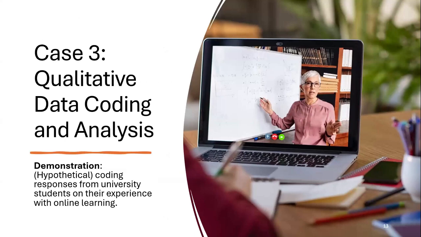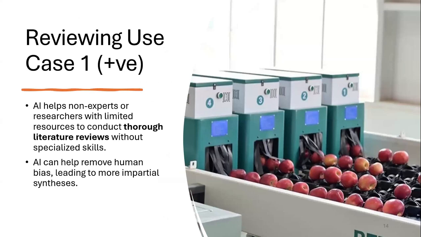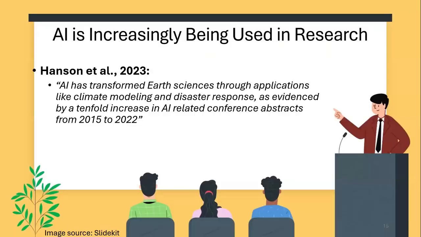So this is what we did actually, qualitative data coding and analysis for the hypothetical condition of coding responses from university students on their experience with online learning. Now we will review what we have done, or actually the use cases that we have used. We have already discussed the positive aspects, so I'm not focusing much on the positive aspects, but there are things that we have to discuss as negative aspects, because that is also very important.